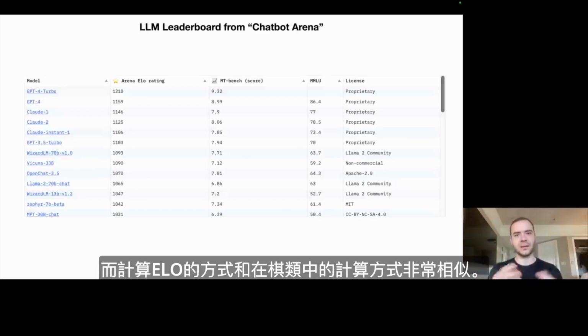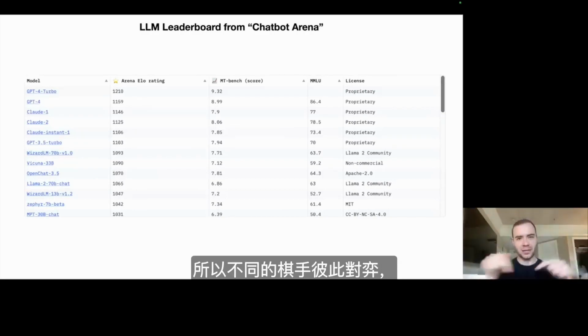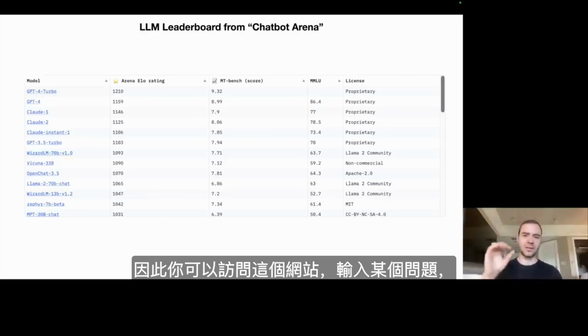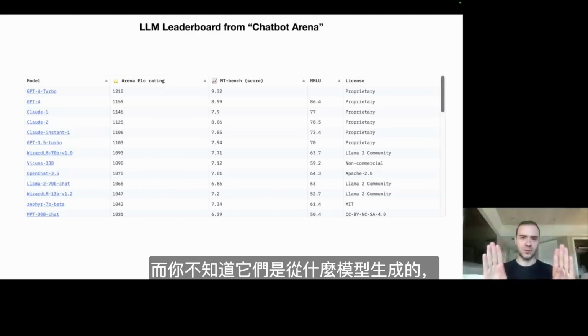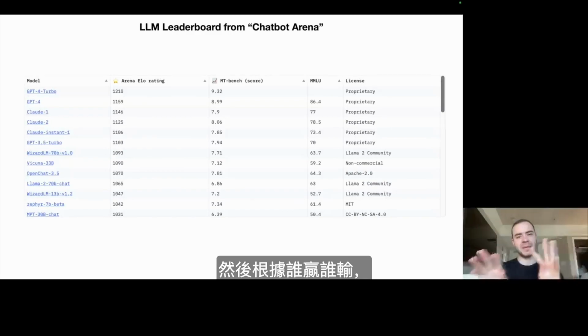And the way you calculate ELO is very similar to how you would calculate it in chess. So different chess players play each other, and depending on the win rates against each other, you can calculate their ELO scores. You can do the exact same thing with language models. So you can go to this website, you enter some question, you get responses from two models, and you don't know what models they were generated from, and you pick the winner. And then depending on who wins and who loses, you can calculate the ELO scores. So the higher, the better.